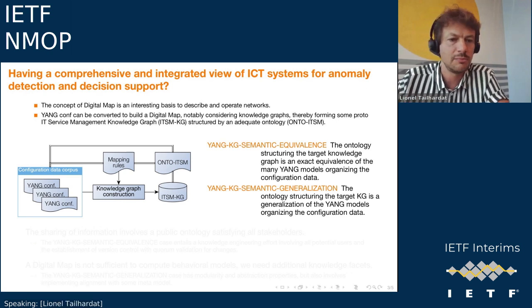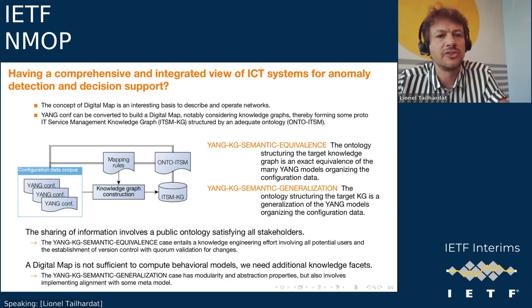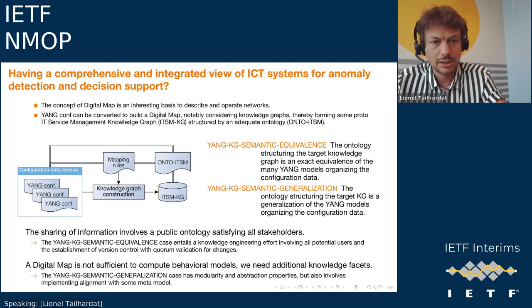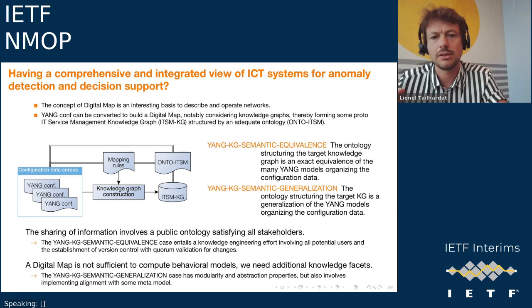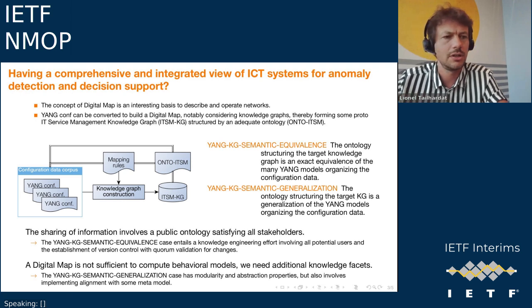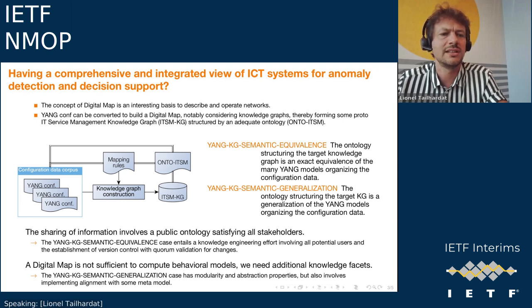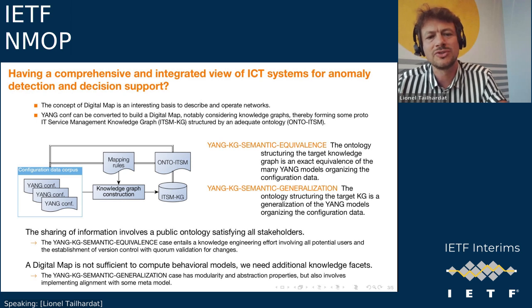So in what follows, I'll be focusing mostly on the second use case, that is the semantic generalization. Sorry if I advocate too much, but I'll now briefly explain why. Firstly, the sharing of information involves a public ontology satisfying all stakeholders. And this could not be the case with a semantic equivalence strategy, as there is no ontology at all, or very user-specific, if any.